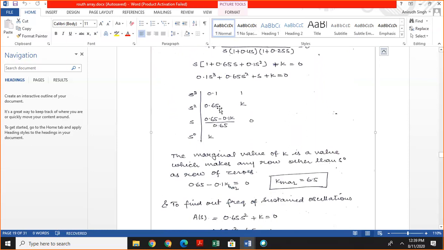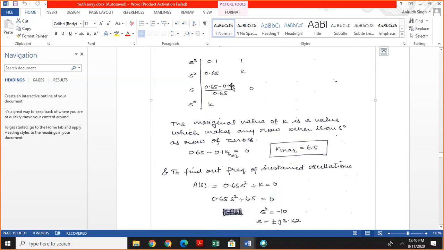For the marginal value of K, any row should be 0. So we can make this term equal to 0, so that this complete row will be 0 when this term is 0. We equate this term to 0 and we get the marginal value of K as 6.5.